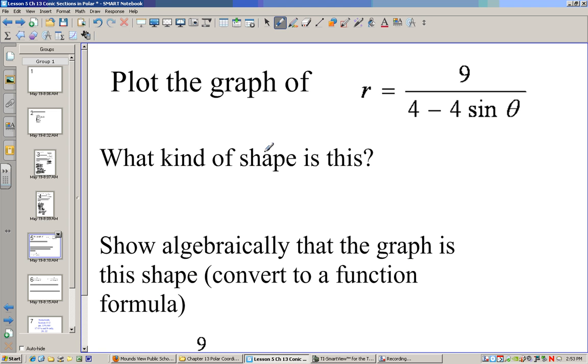All right. Now, what kind of shape is this? Let's plot it first.